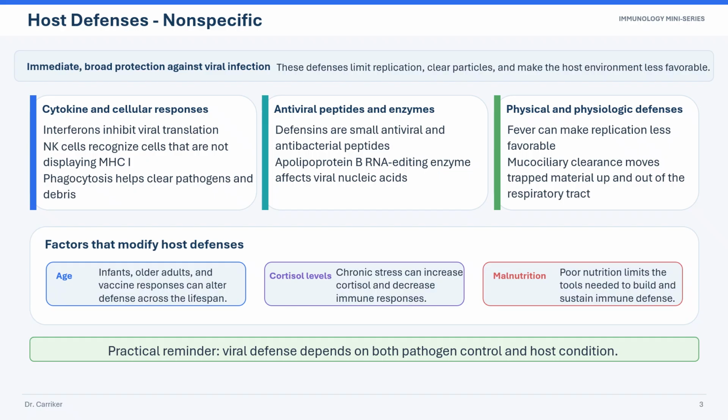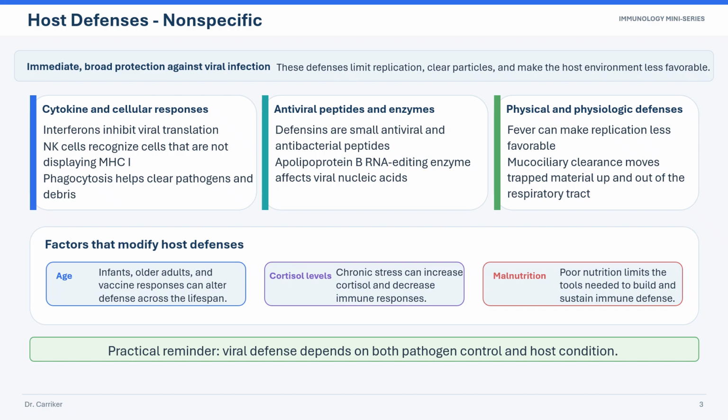Fever is another important nonspecific response. We often think of fever as a symptom that makes the patient uncomfortable, but fever can also be protective. Many organisms do not replicate as effectively when body temperature rises. So while fever can become dangerous if it is too high or prolonged, a moderate fever is not simply a problem. It is part of the body's attempt to create a less favorable environment for pathogen replication.